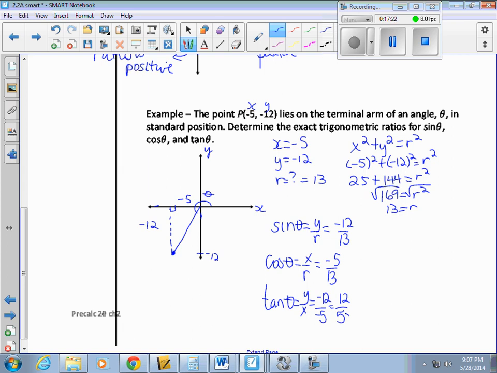So I can check this with the CAST rule. I've got sine and cos are negative, tangent is positive, so I'm in quadrant 3. So using the CAST rule, only tangent is positive in quadrant 3, right? I've got C, A, S, T. So only my tangent is positive, so I know I am correct.